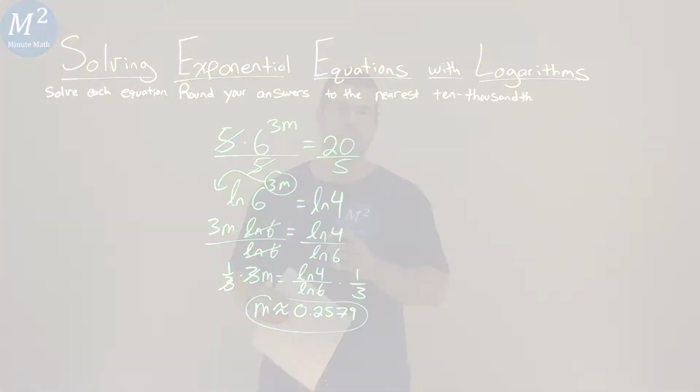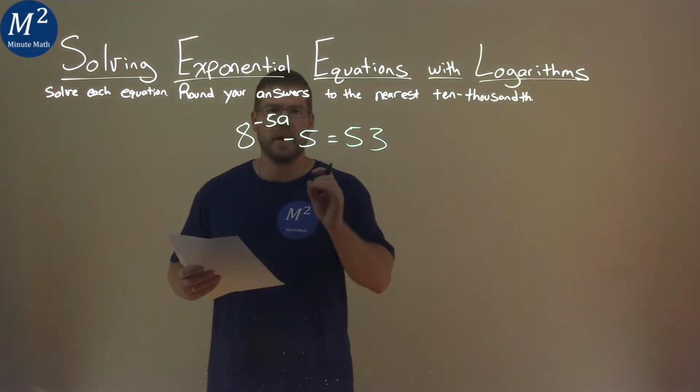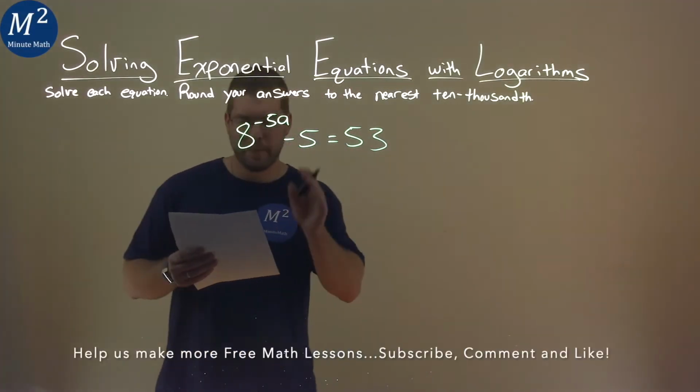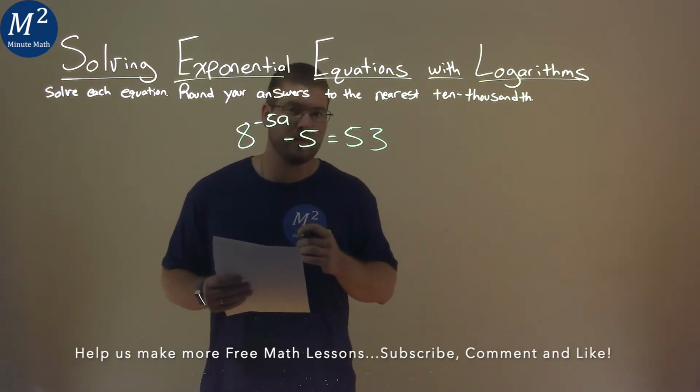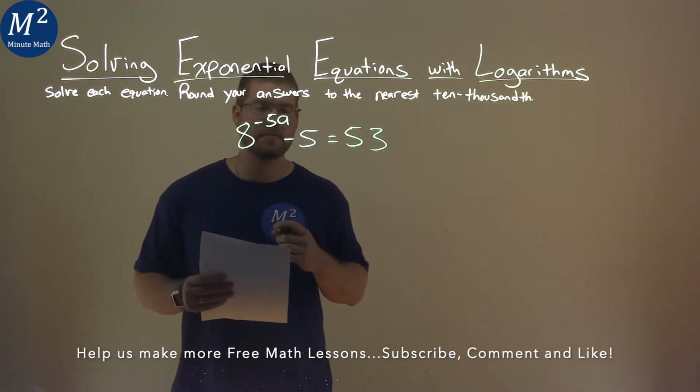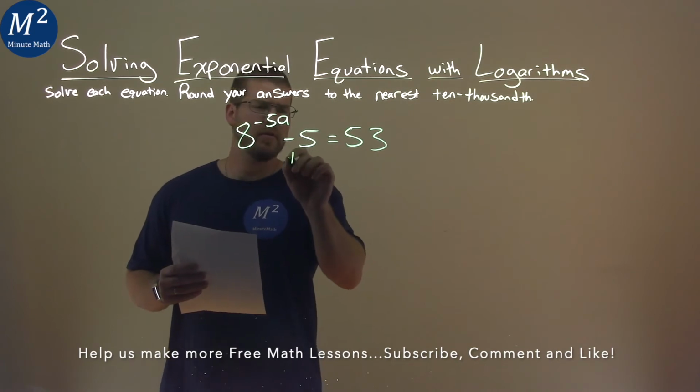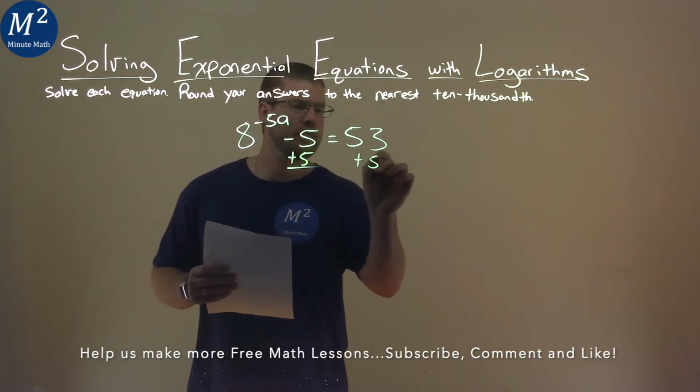We're given this problem right here, 8 to the negative 5a power minus 5 is equal to 53, and we need to solve this equation. Well, first thing I want to do is add a 5 to both sides.